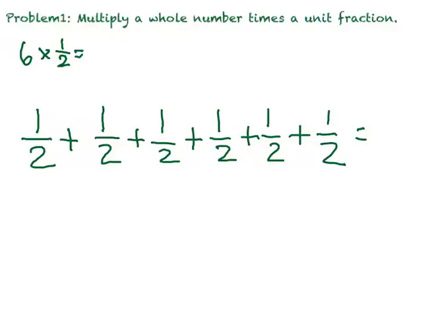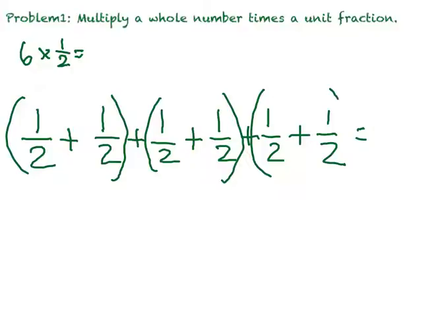Now that we've got this written, we're going to think of this in addition, and we're going to break it down into units as we add this. I know that 1/2 plus 1/2 equals 1. So we're going to break this into smaller chunks. We're going to add these 2 halves together. We're going to add these 2 halves together.